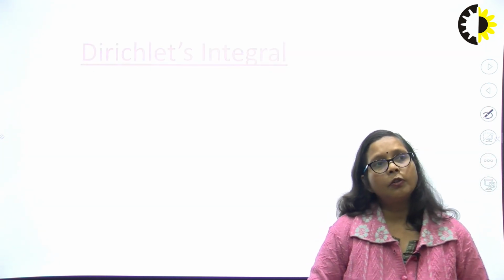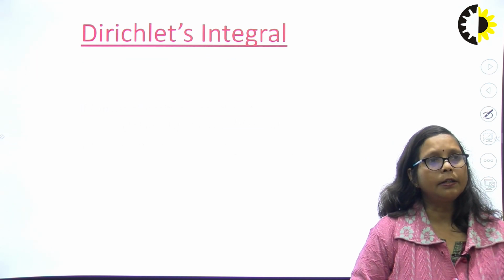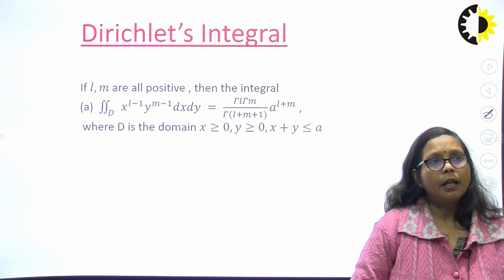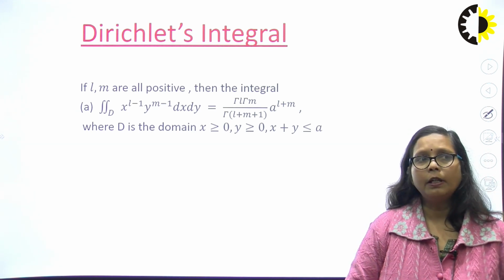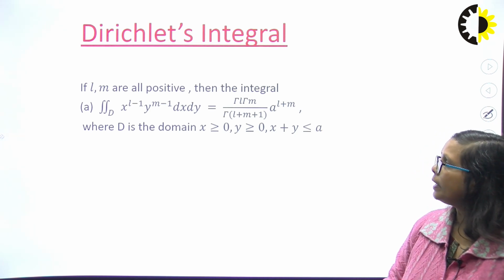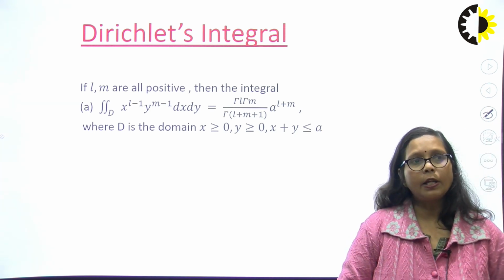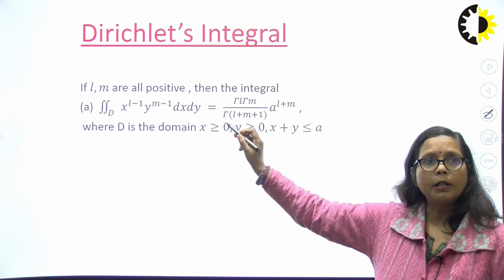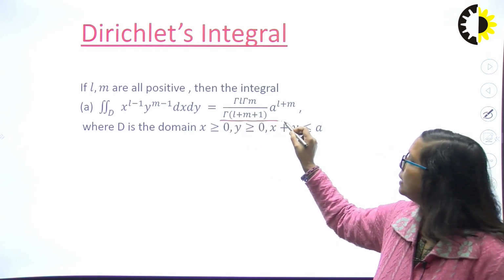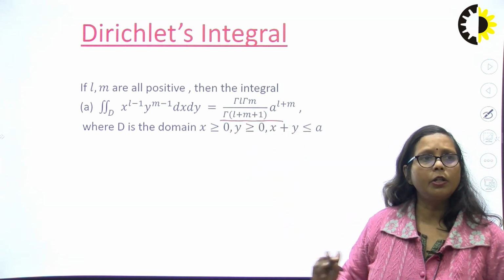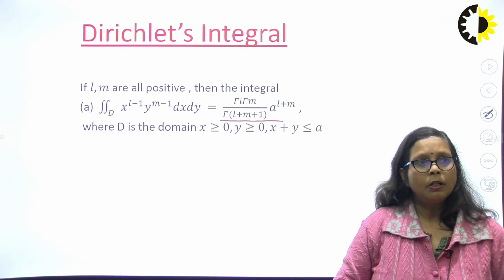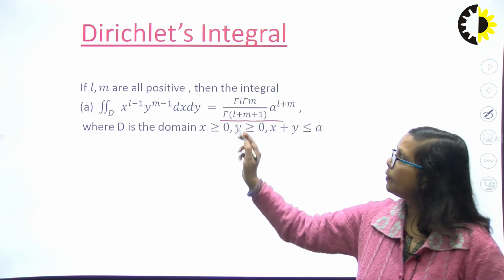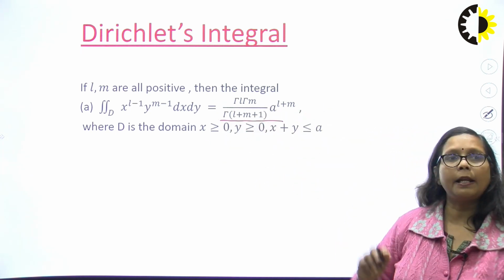Okay. So look at what is the Dirichlet integral. Dirichlet integral says, first I am taking the theorem for double integral. If l, m are all positive, then the double integral over D of x to the power l minus 1, y to the power m minus 1 dx dy is gamma l gamma m upon gamma l plus m plus 1. So here we are using the gamma function to evaluate this double integral. So what is the meaning? No need to put the limits over here for x and y. Just directly convert this into gamma functions, times a to the power l plus m.